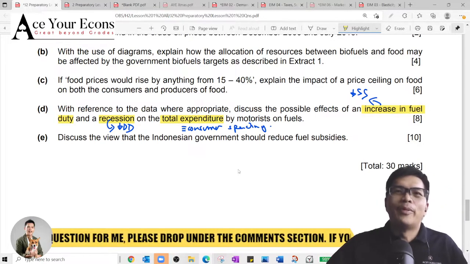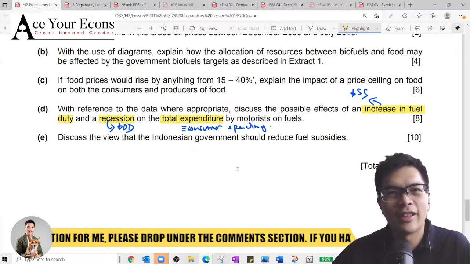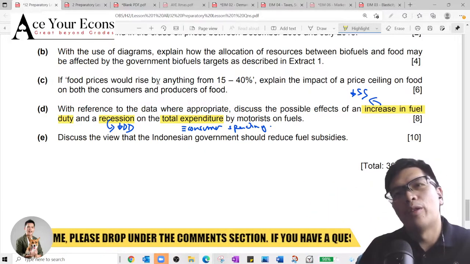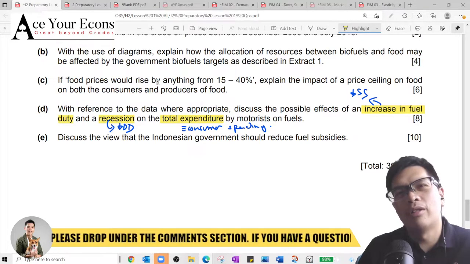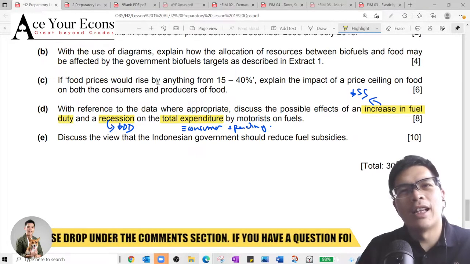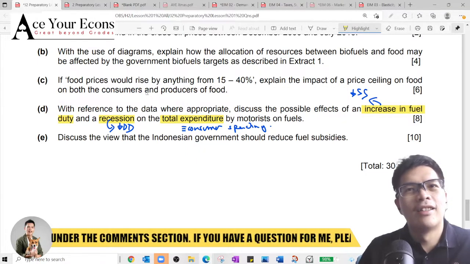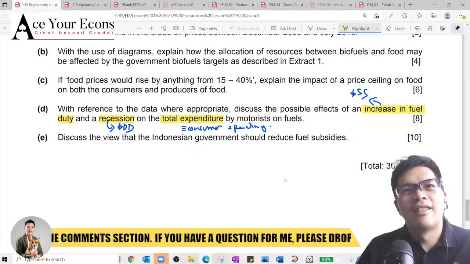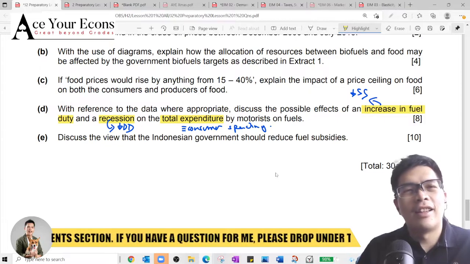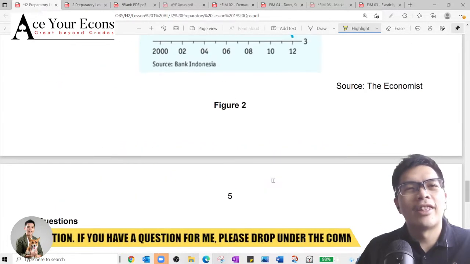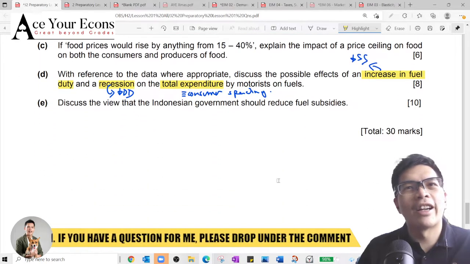What kind of government, what kind of market failure is present here? It's close. Okay, overconsumption of fuel. So what does overconsumption of fuel tell us? What kind of market failure is that? A positive externality. Fuel, think through. Fuel is normally related to what kind of externality?